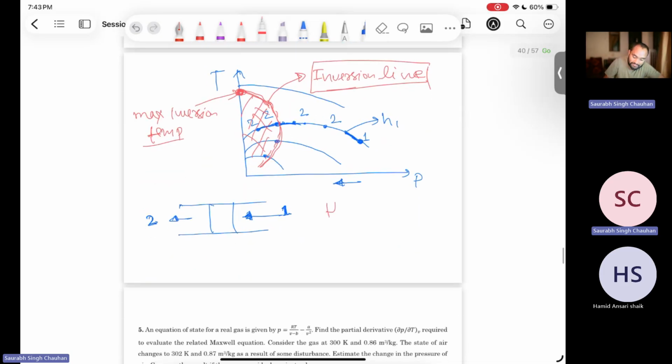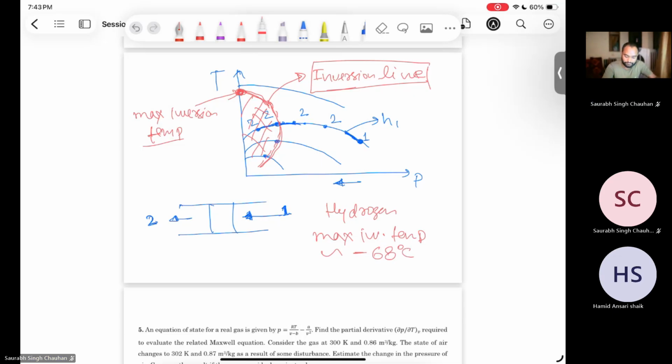Okay, but certain gases have a very low inversion temperature, for example, hydrogen. For hydrogen, this maximum inversion temperature is approximately, I don't remember, approximately minus 68 degrees Celsius or something like that. So if you want to get the same cooling effect for hydrogen also, then you first need to cool it down below minus 68 degrees. Only then will you be able to get this cooling effect for hydrogen using throttling. But if you are above this temperature, then what will happen?